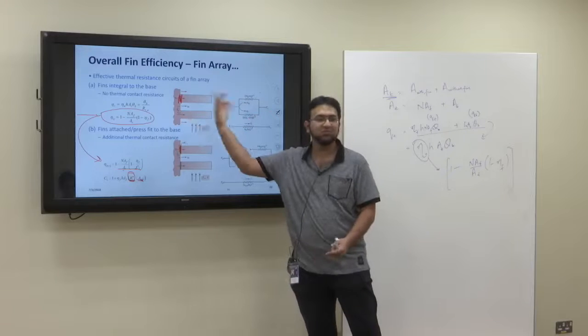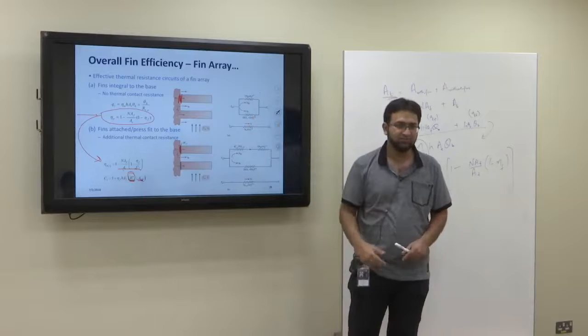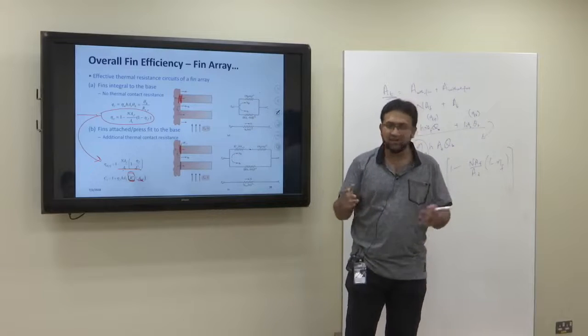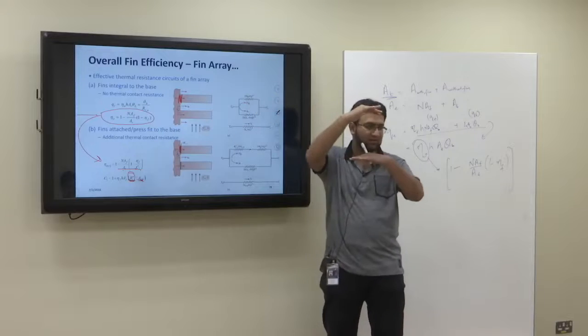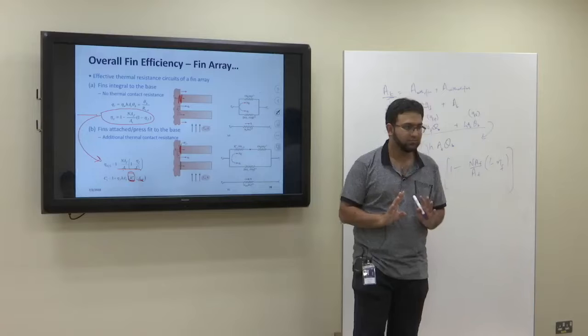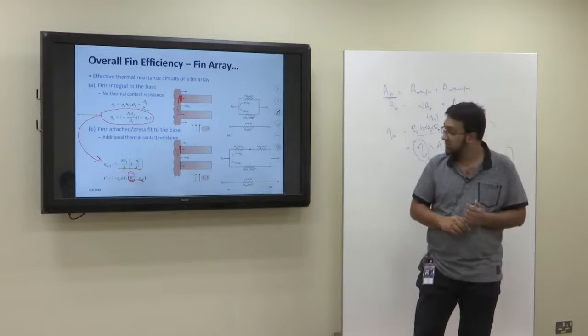So for the base it's also TB to T infinity, for the fins it's also TB to T infinity. Okay? So it's like we have the resistance of the fin and the resistance of the base both in parallel. Is it clear? Like this, parallel. Yeah, always like this. Okay.